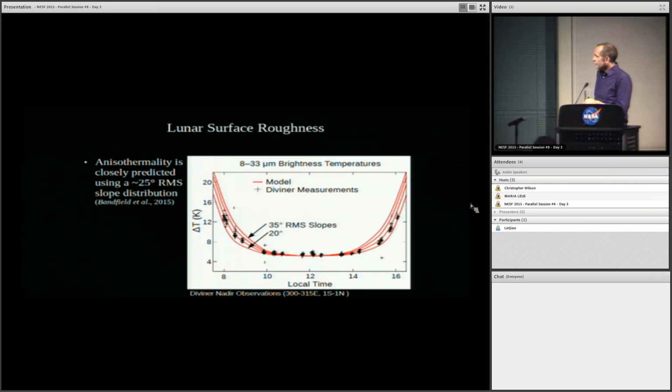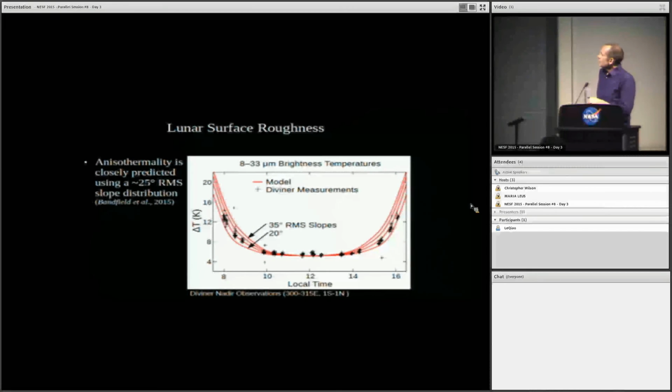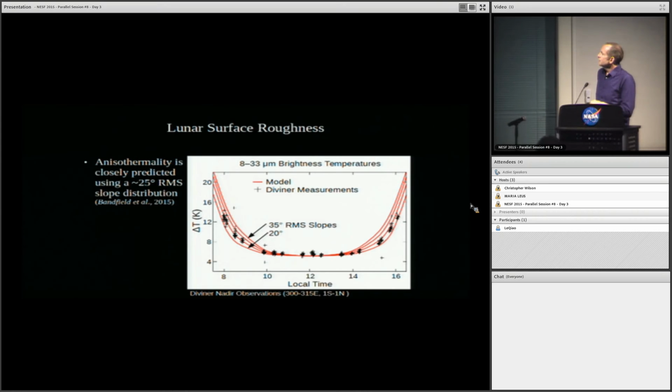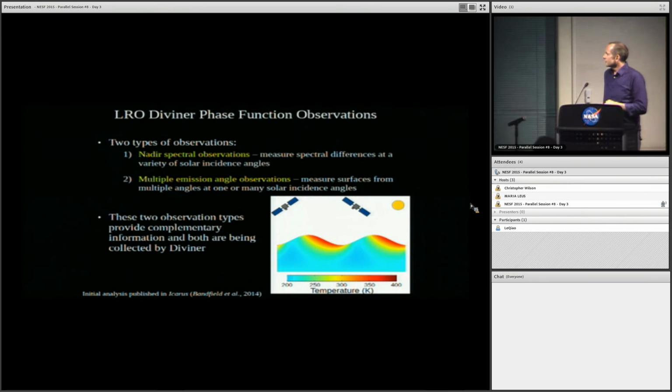And indeed, we've done that. The black squares here are the Diviner measurements, and the red lines are basically models for different levels of surface roughness, from 20 degrees to 35 degrees RMS slopes. You can see that with the model with steeper slopes, you get a steeper curve with a greater difference in brightness temperature between 8 and 33 microns. And you can see that the Diviner data has a little bit of fuzziness to it, but roughly corresponds well with a 25-degree RMS slope distribution. We've published some of this initial data, I think it was this year, maybe late last year, but some of those results have been published.